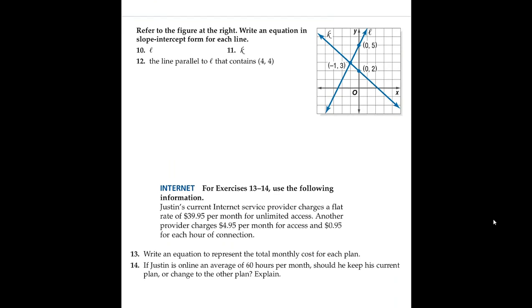Okay, refer to the figure, write the equation. So we're given a picture. Let's write the equation of L. Well, they only give us 2 dots. So let's use the 2 dots they give us because we don't have any others. Well, first of all, for 10, we're given the y-intercept. The y-intercept I can visually see. It's labeled. It crosses the y-axis at 5.